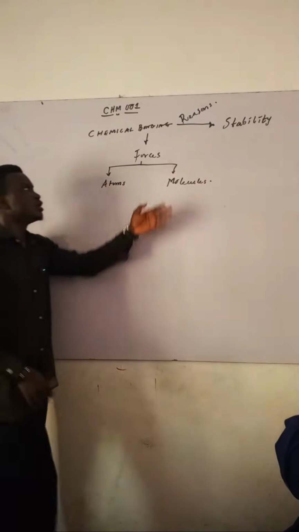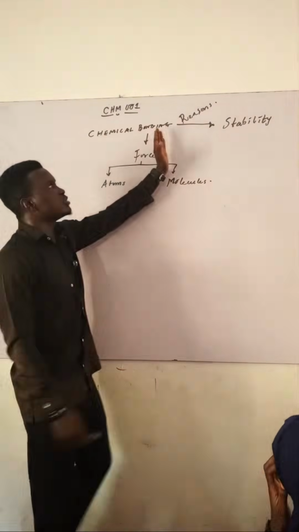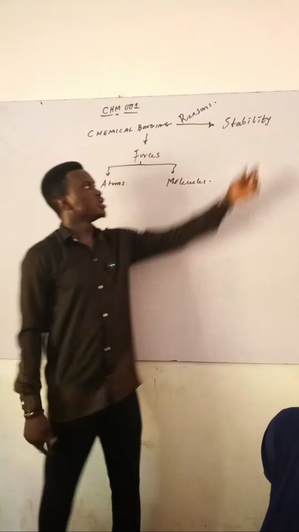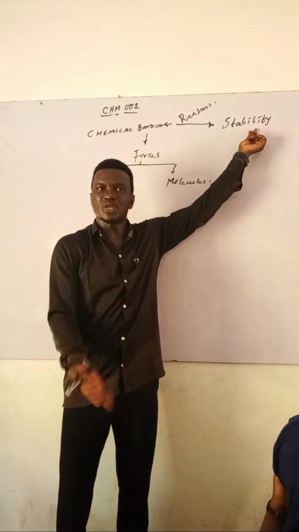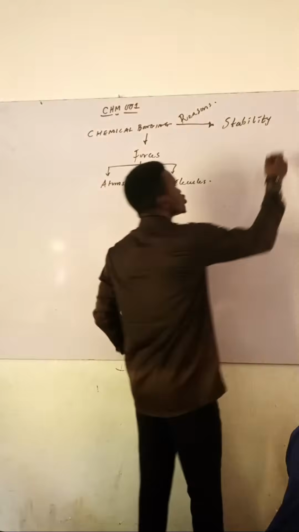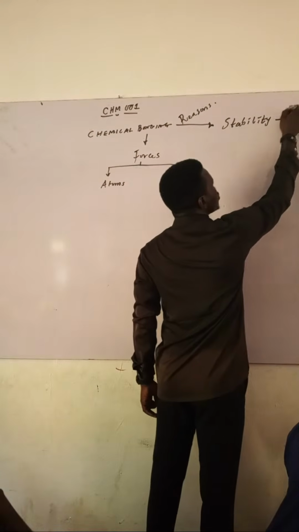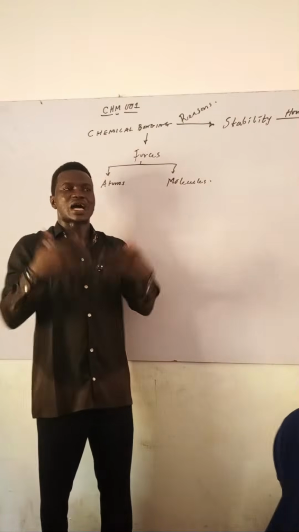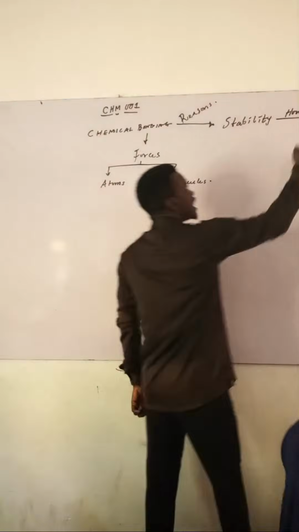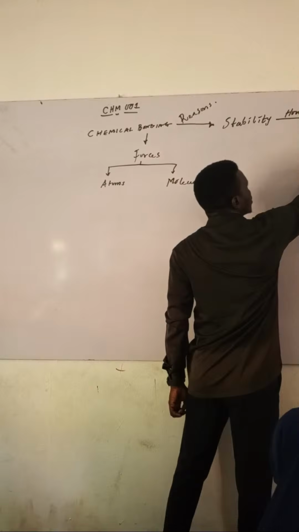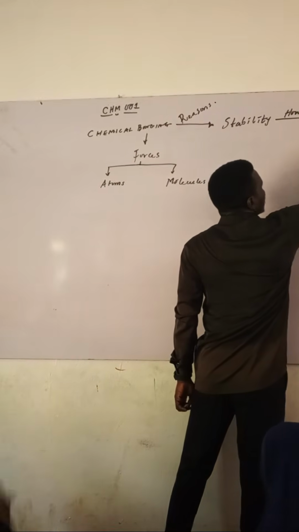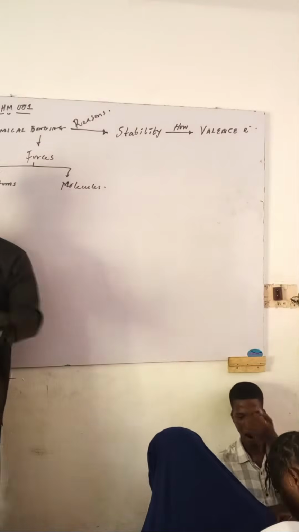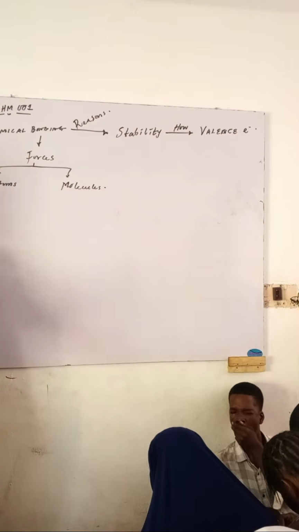So why do we study chemical bonding, or why do elements go into bonding? They go into bonding because of what? Stability. And if they are to go into bonding, how do they do it? How do they go into bonding to attain stability? They do that using their valence electrons. So they can ask you that when elements go into bonding, what do they use? They use their valence electrons.